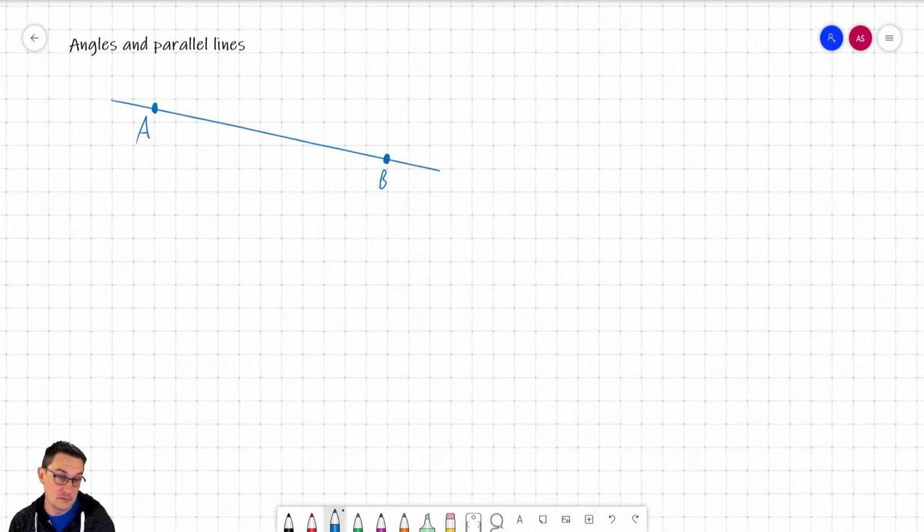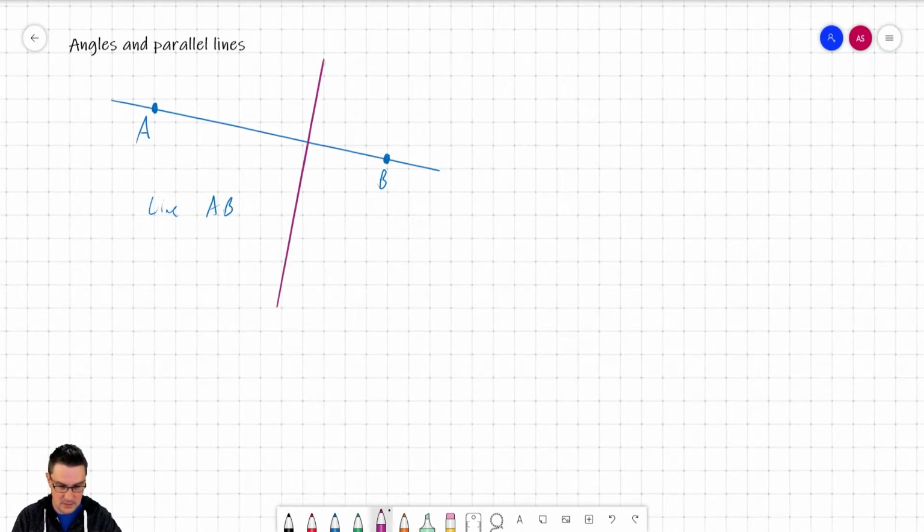The way we would name this line is we would call this line AB, because it's got the letter A and the B on there, and it makes it really easy to identify what line we're talking about. Now, if we were to add another line to this, let's add this line here. With this line, we could name this as well. We've already used A and B, so let's use C and D. So we've also got line CD.